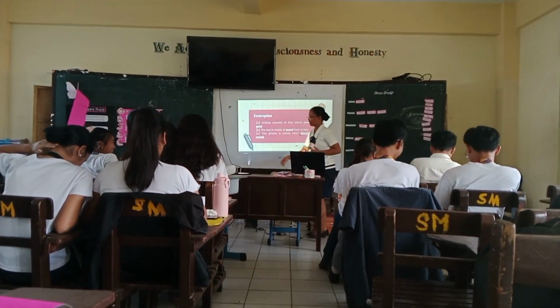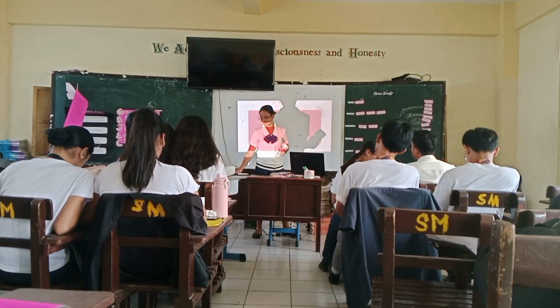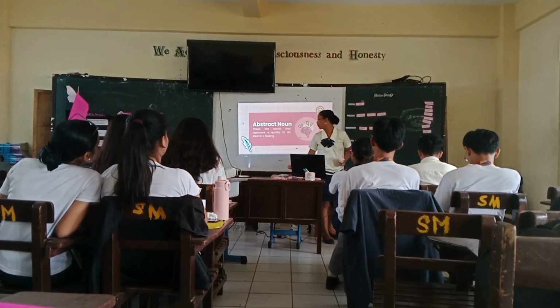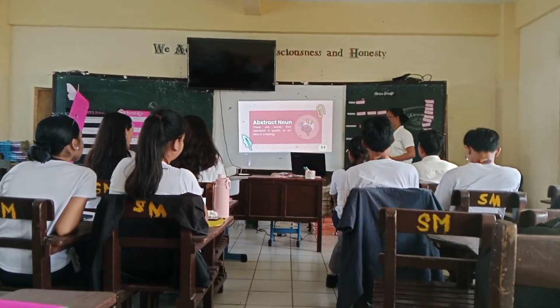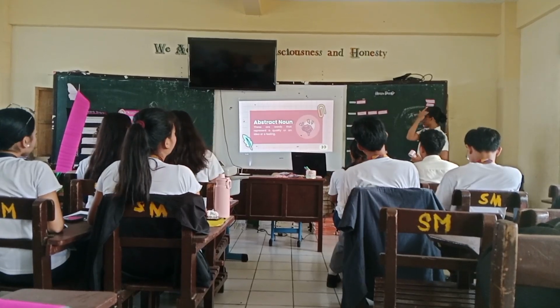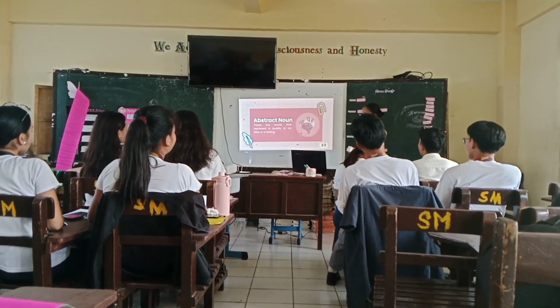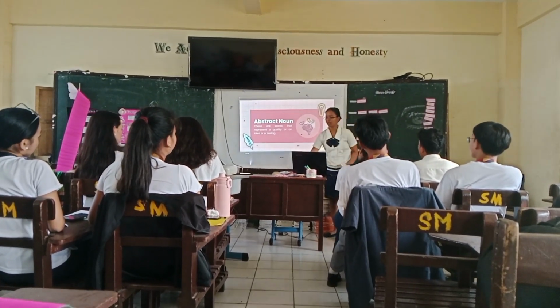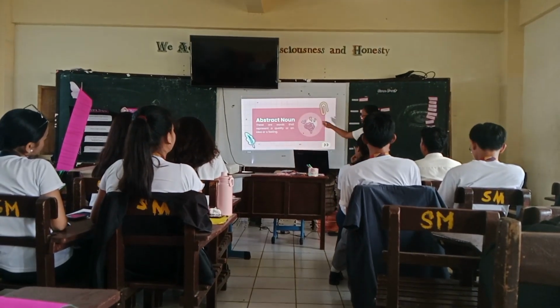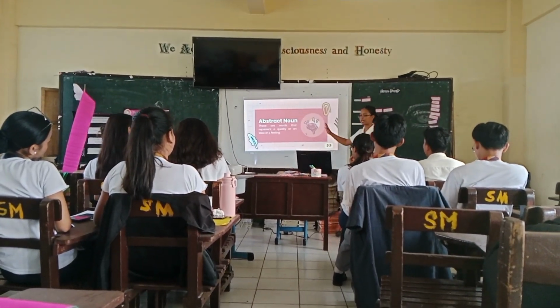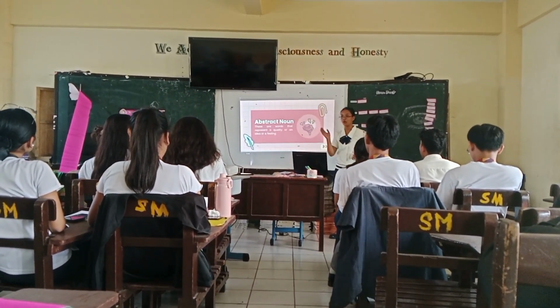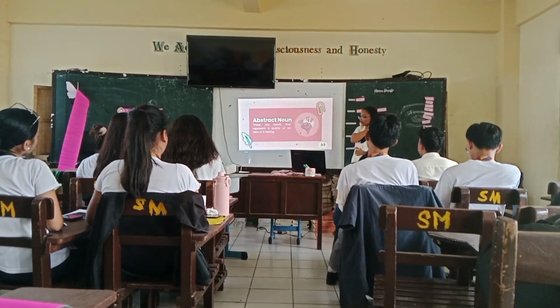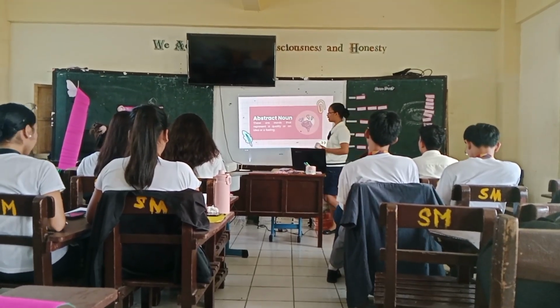Now let's move on to the last type. This is the abstract noun. Please read the definition. These are words that represent a quality, an idea, or a feeling. Finally, let's think about abstract nouns. These are nouns that you cannot see, touch, or hold, but you know that they exist. An abstract noun names an idea, feeling, quality, or a state.